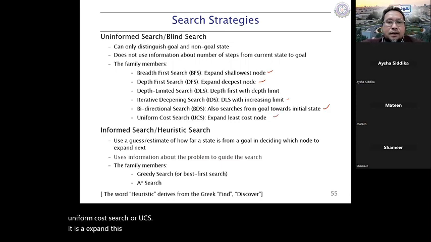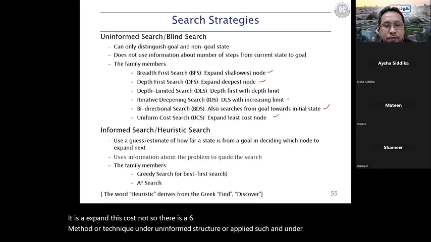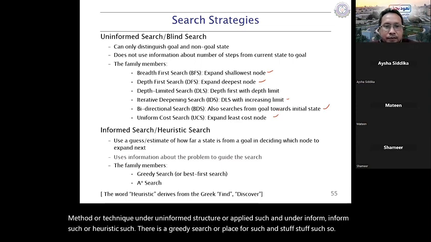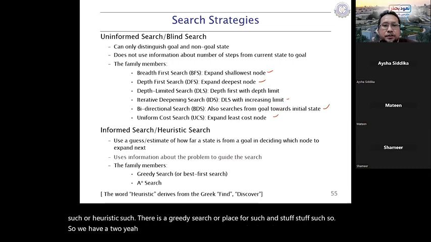So there are 6 methods or techniques under uninformed search, or blind search. And under informed search, or heuristic search, there are greedy search, or best first search, and A-star search. So we have 2 in informed search.